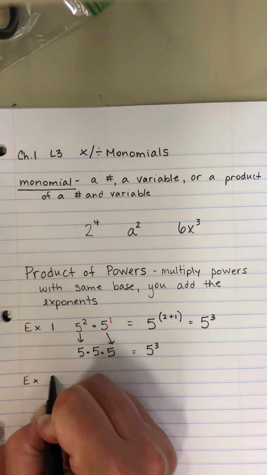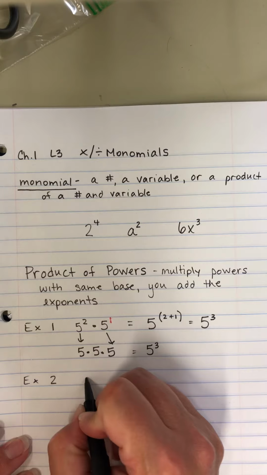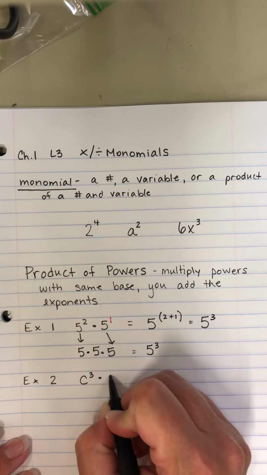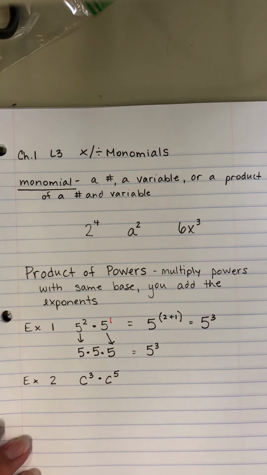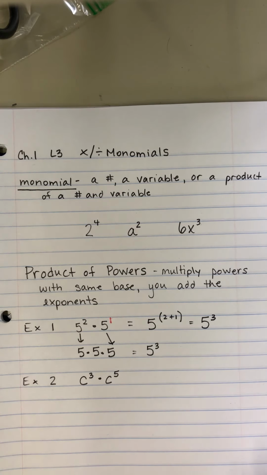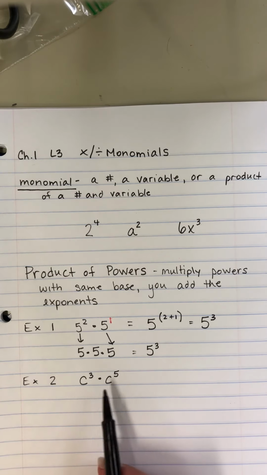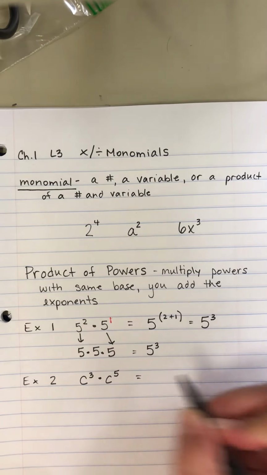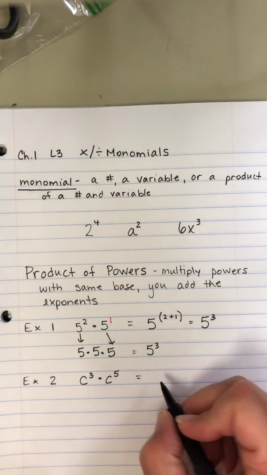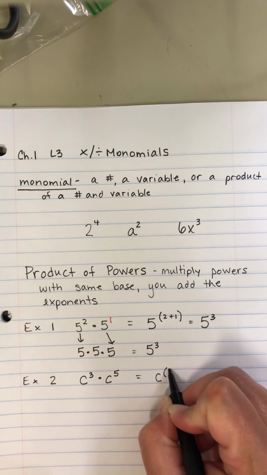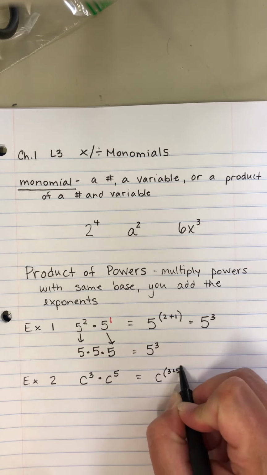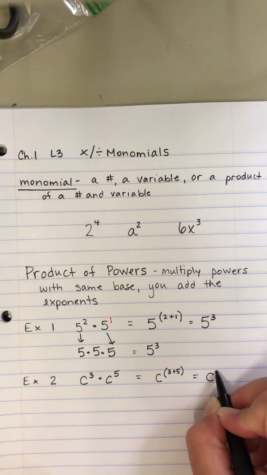Example 2. C to the 3rd times C to the 5th. The bases are the same. So I could rewrite 3 C's here and 5 C's here and then recondense them. Or I can just rewrite this as an addition of exponents. C to the 3rd plus the 5th is the same as C to the 8th.